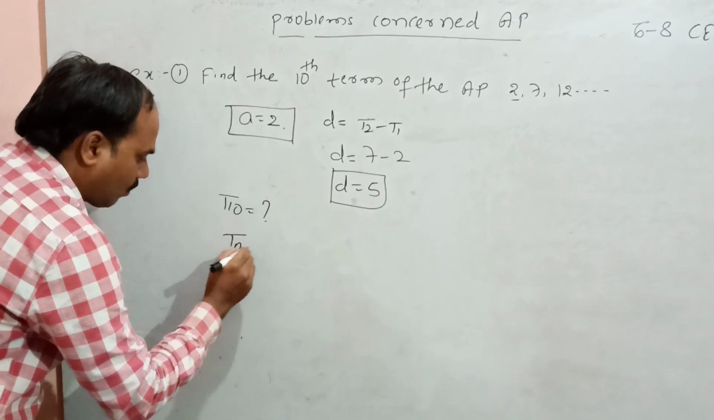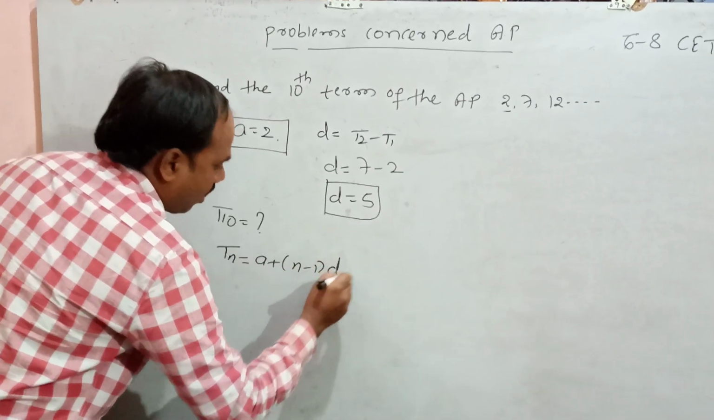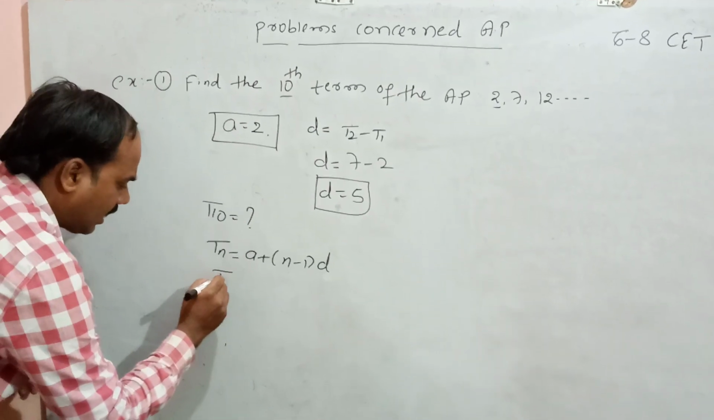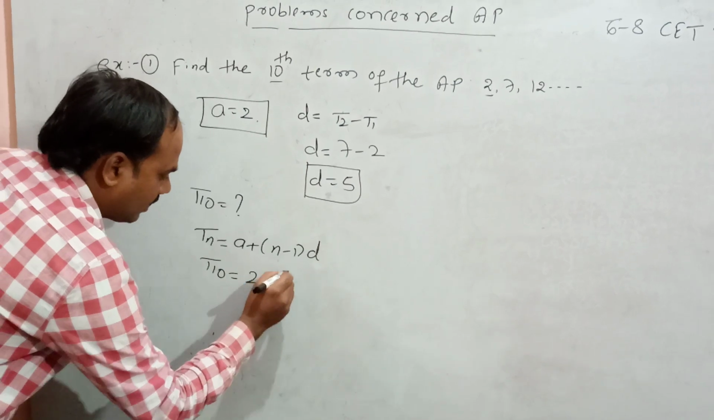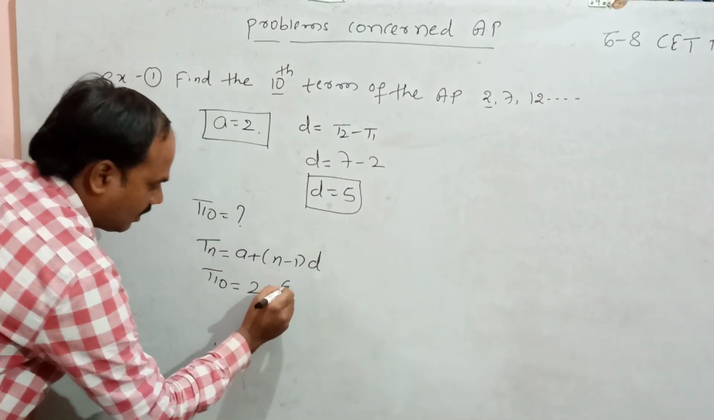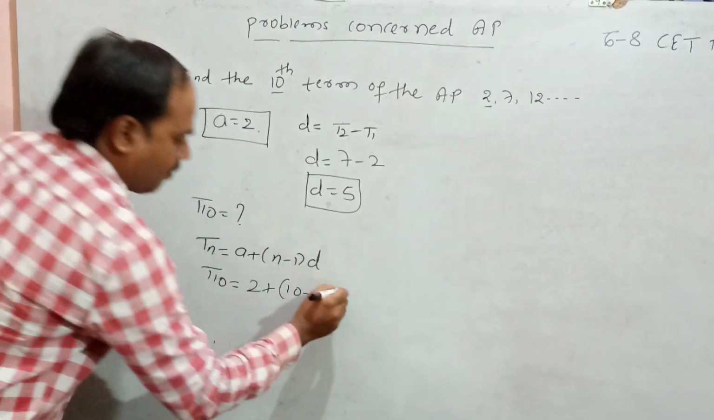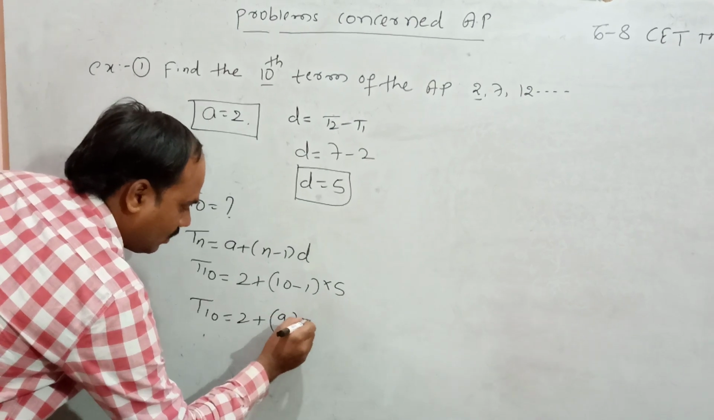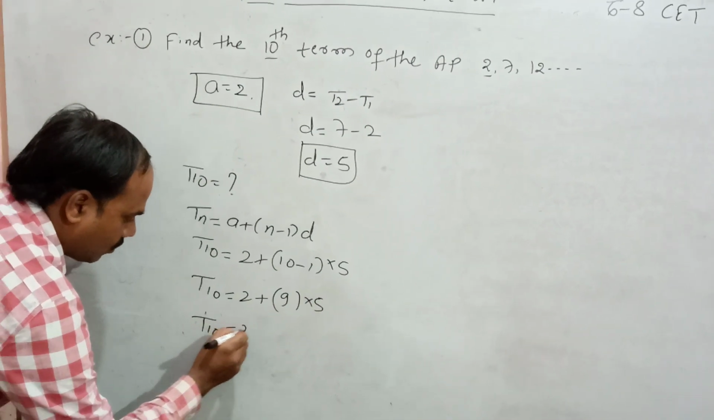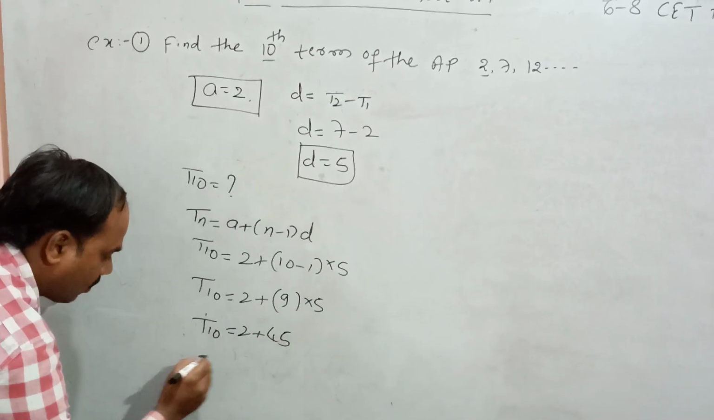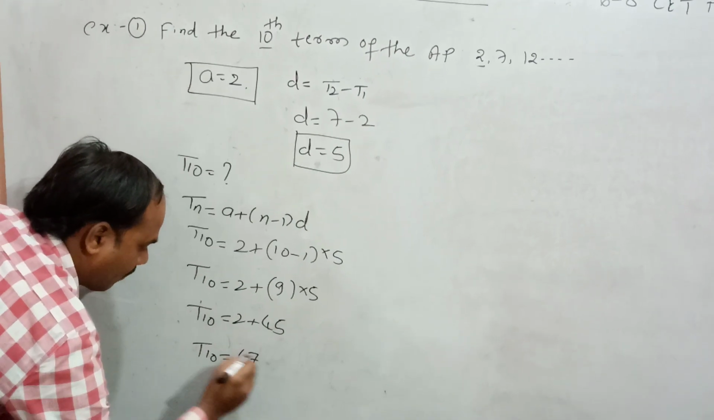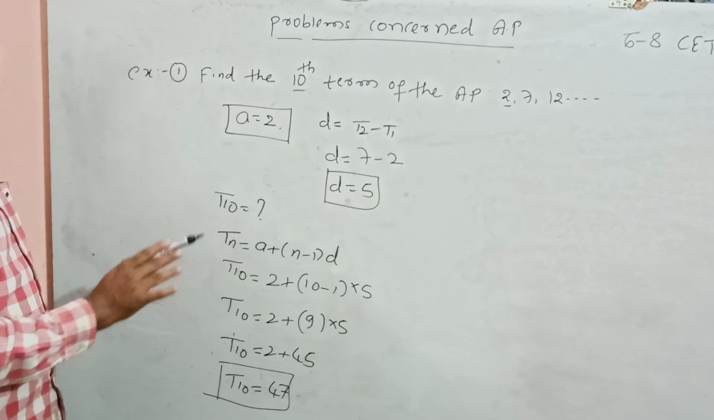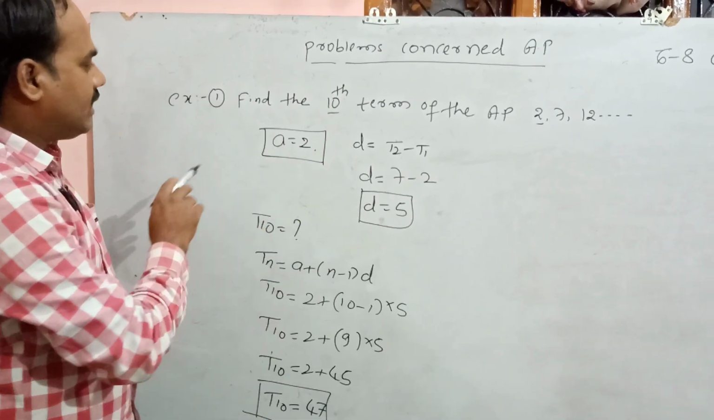Already we know that Tn equal to A plus N minus 1 into D, or also it is called as An. Therefore, Nth term means what? T10 equal to A, that is 2, plus N is how much? That is 10. N is 10, 10 minus 1. Here D value is 5. Therefore, T10 equal to 2 plus 10 minus 1 is 9 into 5. That is T10 equal to 2 plus 9 into 5 is 45. Therefore, T10 equal to 45 plus 2 is 47. This is the answer. This is the value of T10. Okay? T10 is 47. Okay, this is the first problem. We'll go to the next problem.